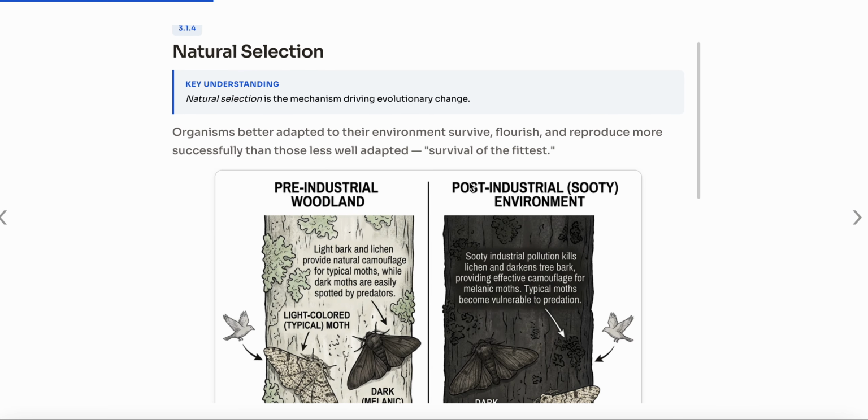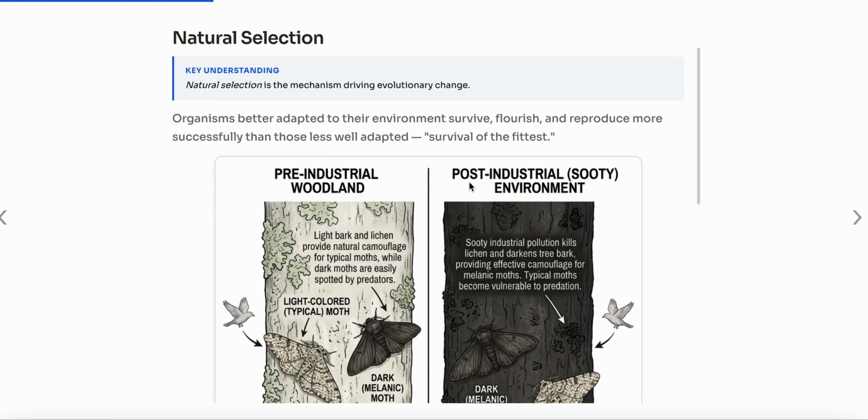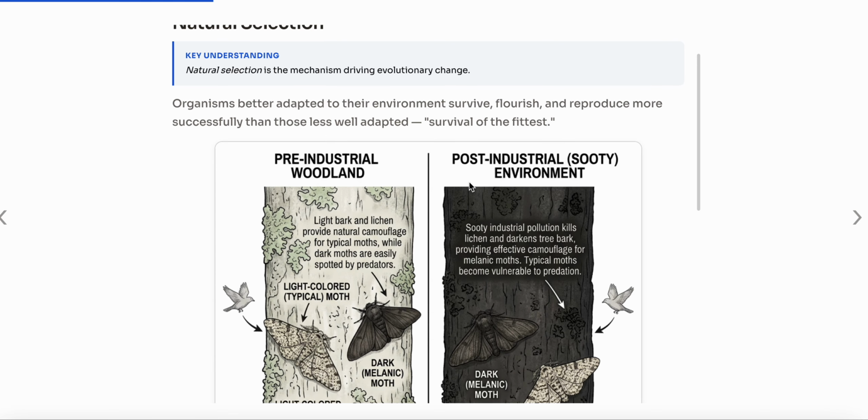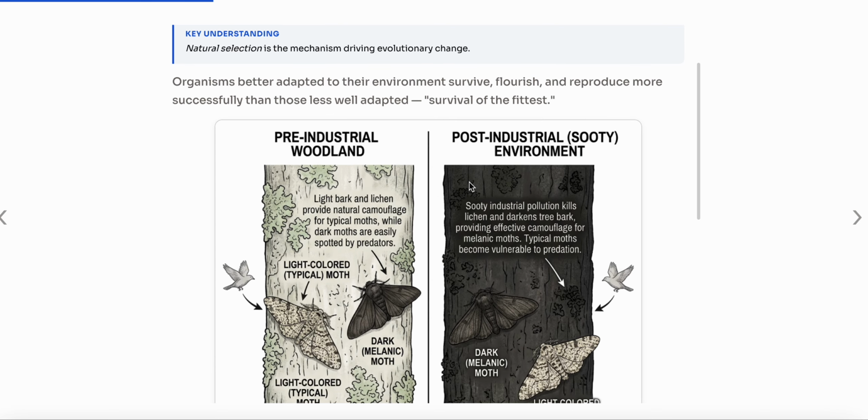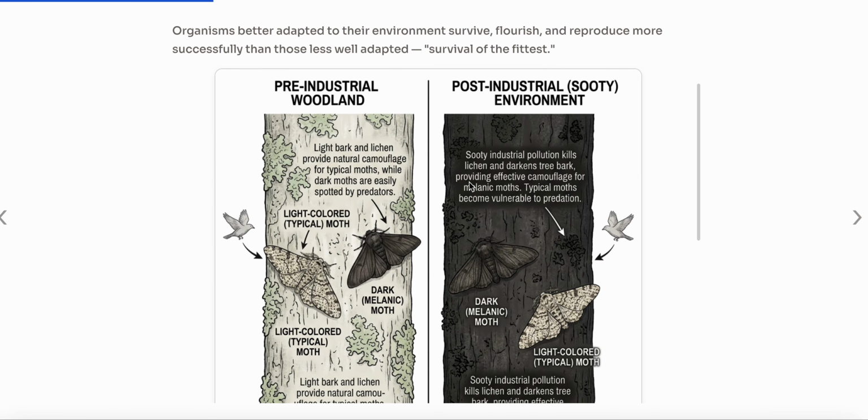Now another mechanism which is responsible, as we discussed in the previous slide, is natural selection. So let's study that process in detail. Natural selection, as we have discussed, is where the organisms that are better adapted to their environment will survive, flourish, and reproduce more successfully than those which are less well adapted. So there comes the survival of the fittest.